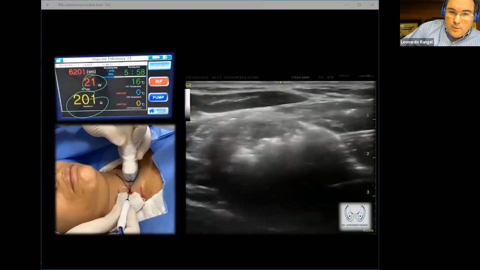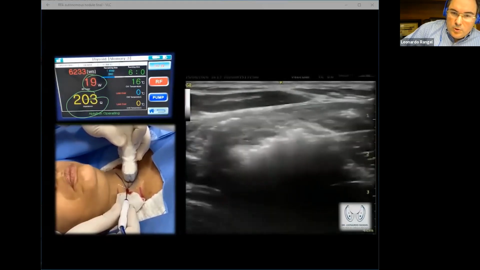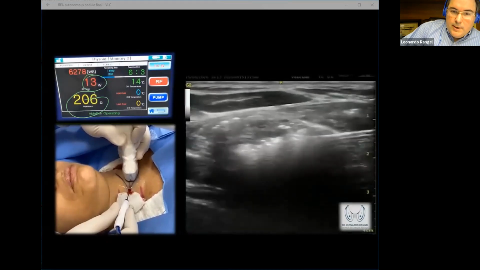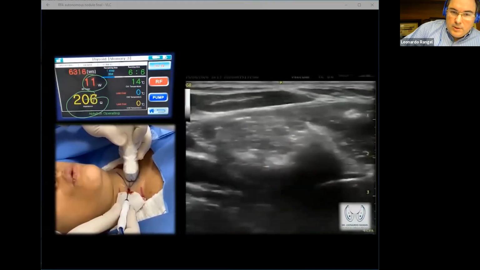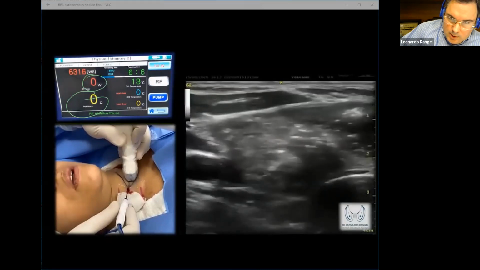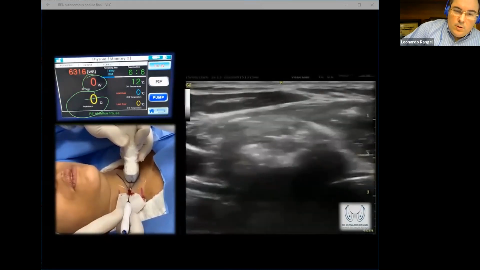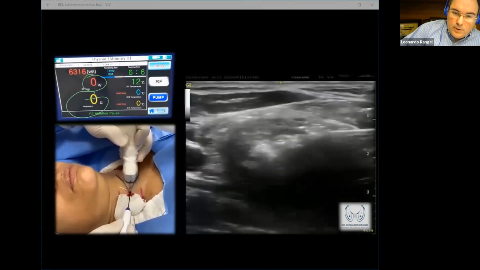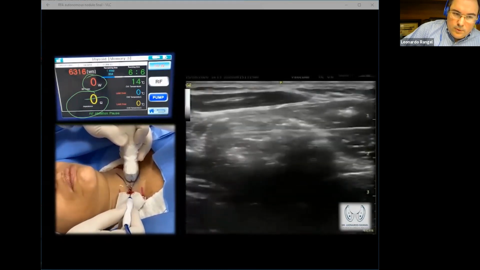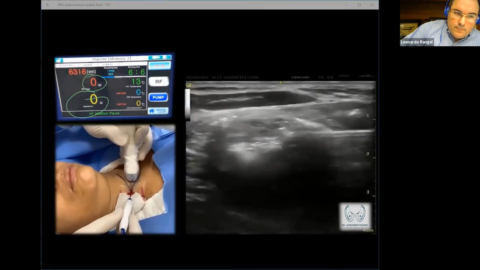So here we can see how we are doing the procedure in a very systematized approach in order to get the whole nodule covered. It is very important.